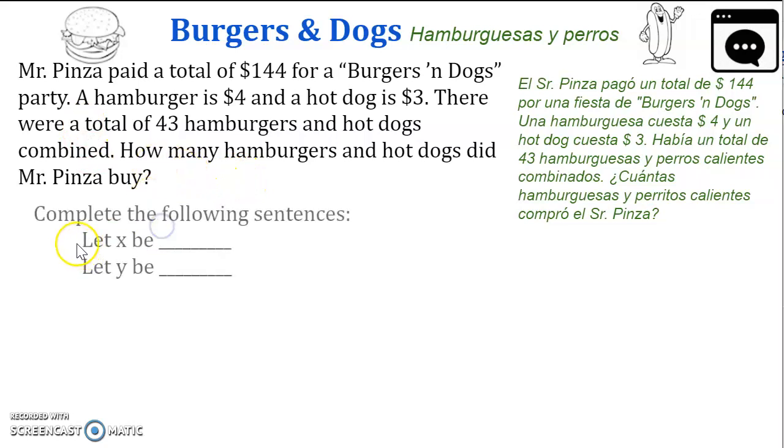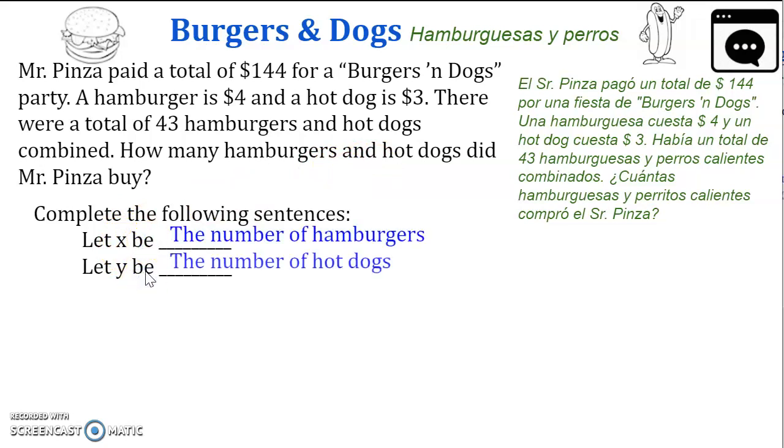So the first thing we need to do is define our variables. What are the two things that we need to find? How many hamburgers and hot dogs did Mr. Pinza buy? So we're looking for how many hamburgers and how many hot dogs. So we can let x be the number of hamburgers, and y be the number of hot dogs.